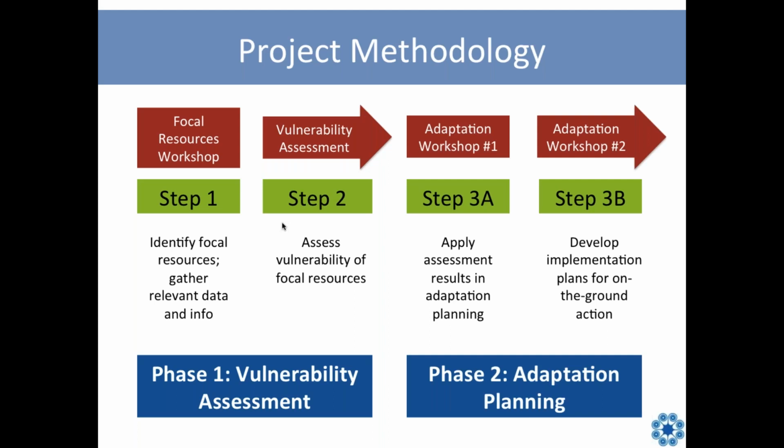The second phase was focused entirely on adaptation planning. So we held an adaptation workshop where we applied the vulnerability assessment results in order to develop adaptation strategies and actions for the resources that we looked at. And then we held another adaptation workshop where we really tried to focus in on specific management activities in Southern California and develop out adaptation implementation plans for on-the-ground action. So what are some of the things that we can be doing now or can be incorporating into future projects so that we're really thinking about climate vulnerability and thinking about adaptation.